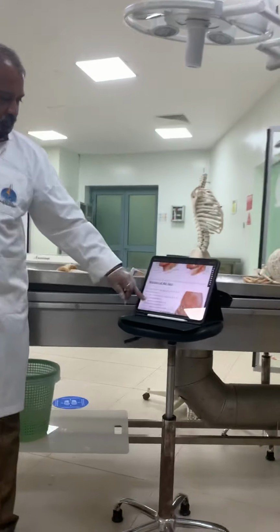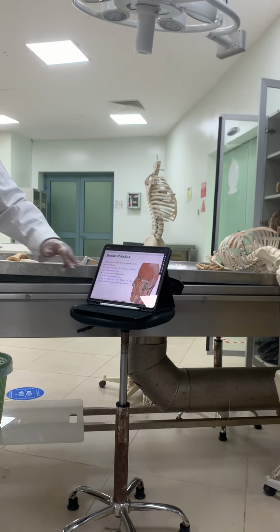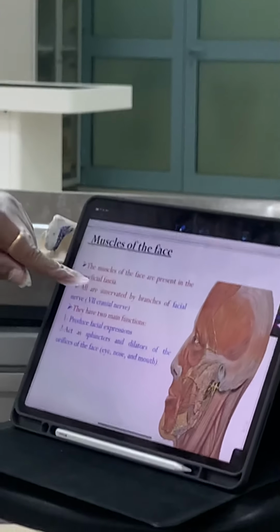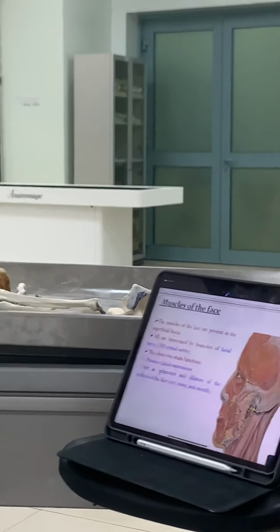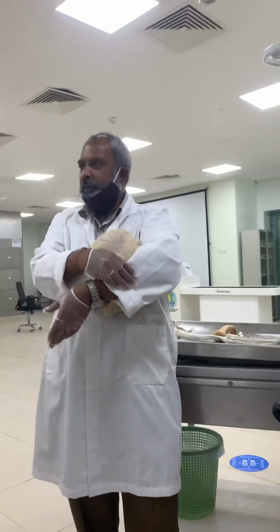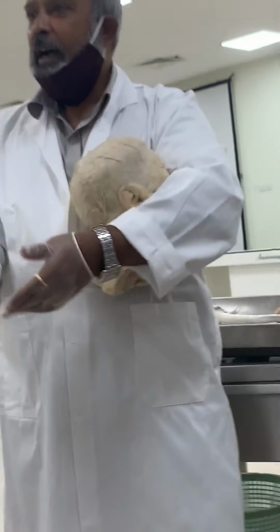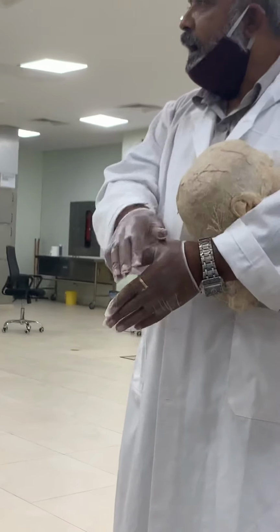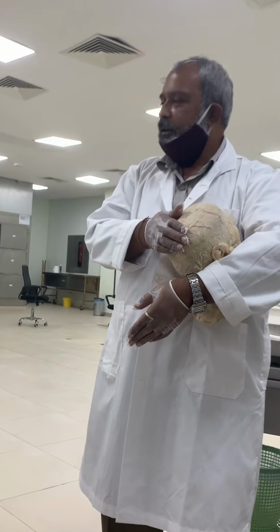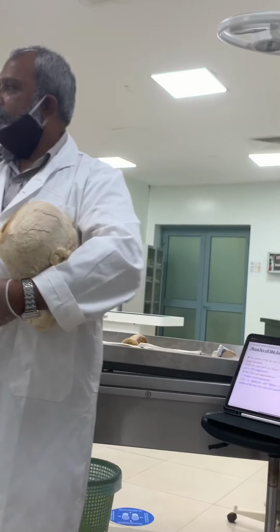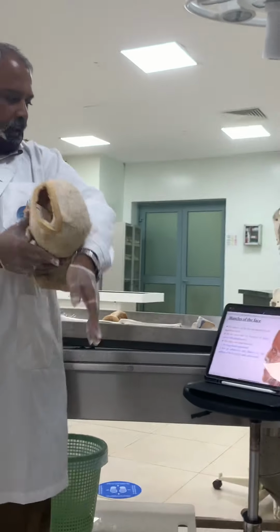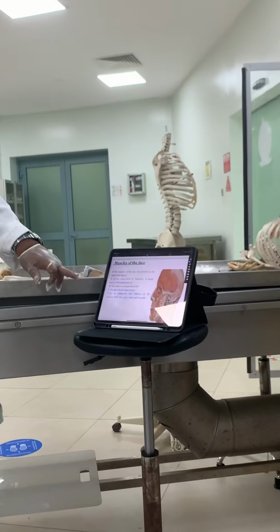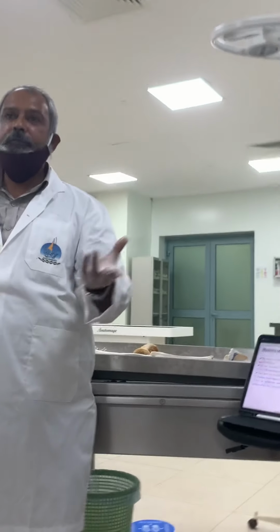Next. There are some common features. The muscles of the face are very superficial. In our face and other parts of the body, after some time if I become fat, they are covered by fat. Otherwise, the muscles of the face are superficial, and all are supplied by the facial nerve. So these are some common features.